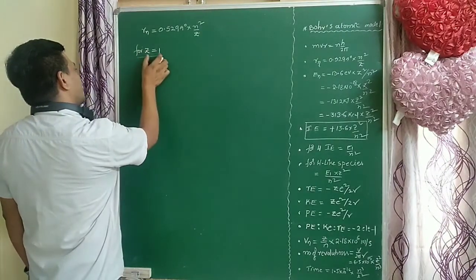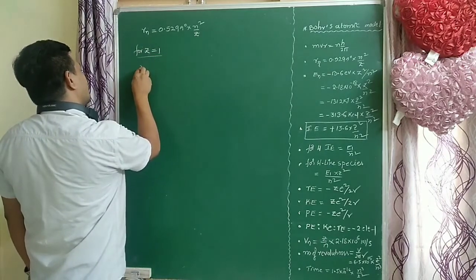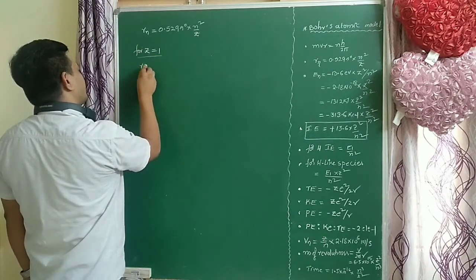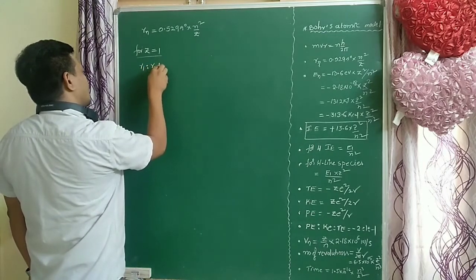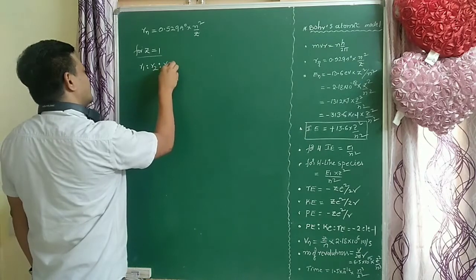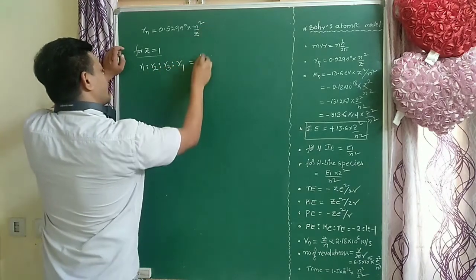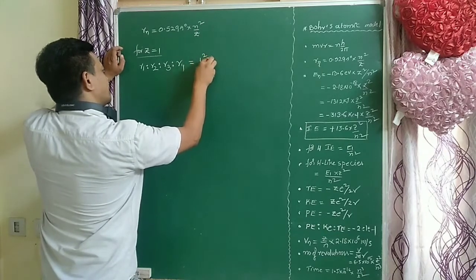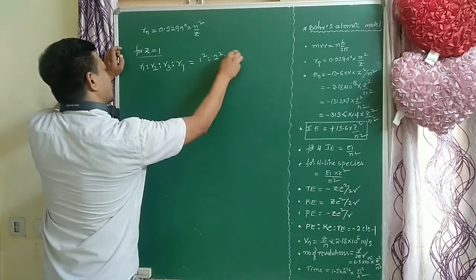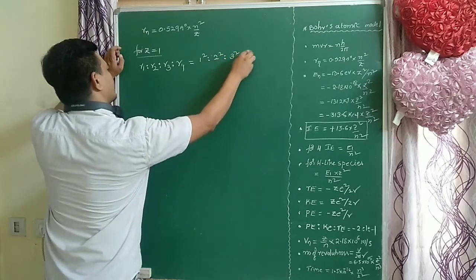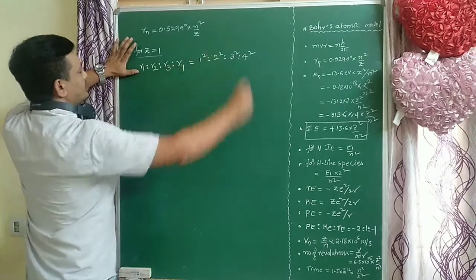For hydrogen atom, Z equals 1. For different orbits, the ratio of the radii R1 : R2 : R3 : R4 equals 1 square : 2 square : 3 square : 4 square. For the first orbit 1 square, second orbit 2 square, third orbit 3 square, fourth orbit 4 square. This is for the hydrogen atom, different orbits ratio.